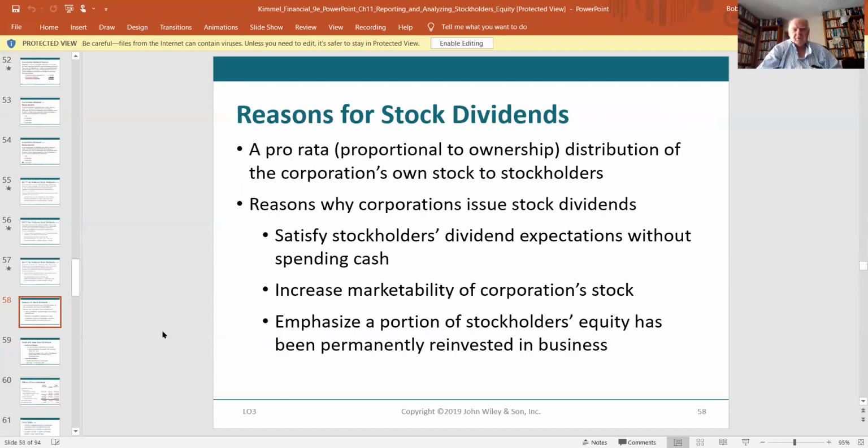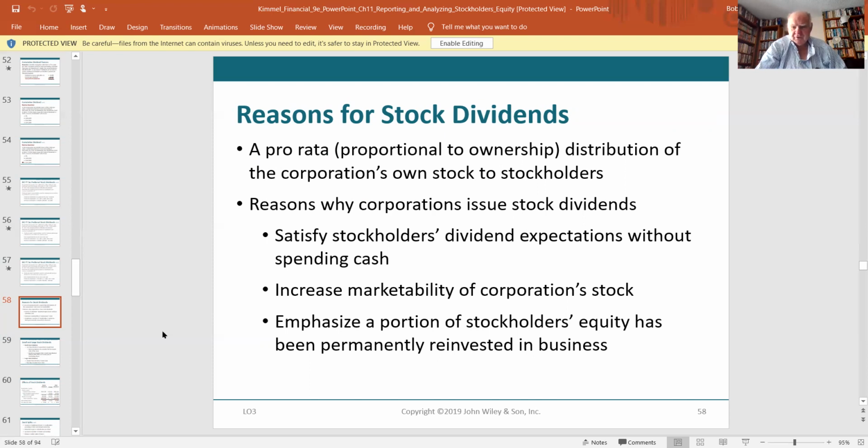Now we're talking about what are called stock dividends. We've been looking at cash dividends. Stock dividends satisfy stockholders' dividend expectation without spending any money. It can increase the marketability of the corporation's stock, and it emphasizes a portion of stockholders' equity has been permanently reinvested in the business. Here's what a stock dividend does, Derek.